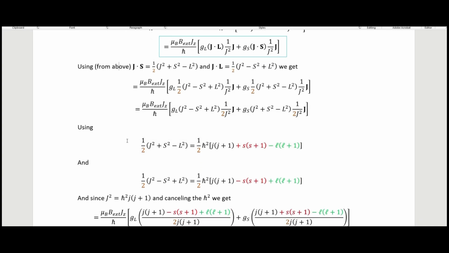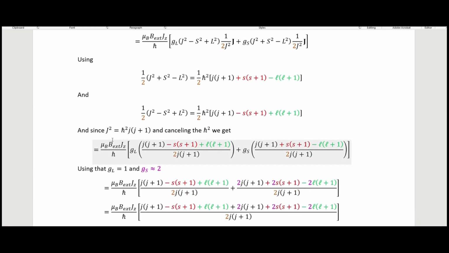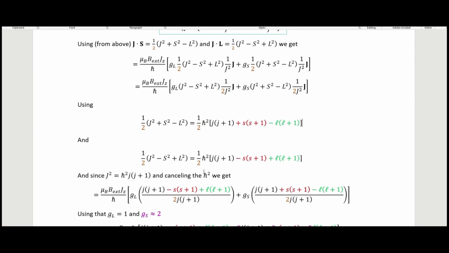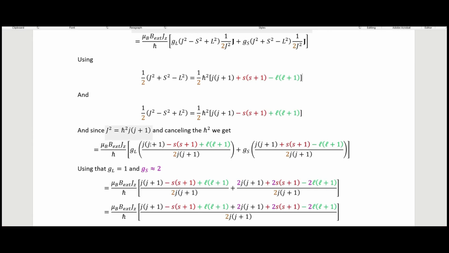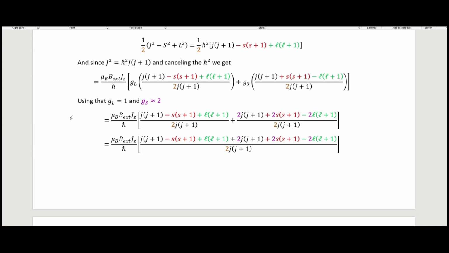Then we use this substitution here, which is just the eigenvalue for our J squared plus S squared minus L squared and minus S squared plus L squared. And so we end up with this after canceling out this H bar squared, since we have the H bar squared there, and H bar squared down here in the denominator, so those will just cancel out. Then using that our G sub L is equal to 1 and our G sub S is approximately equal to 2, we substitute those in.